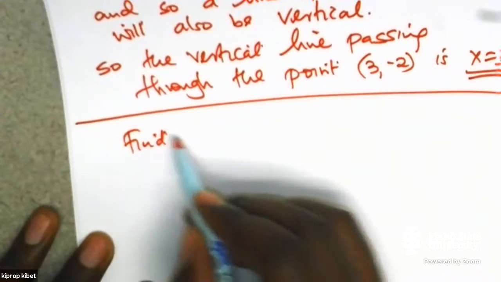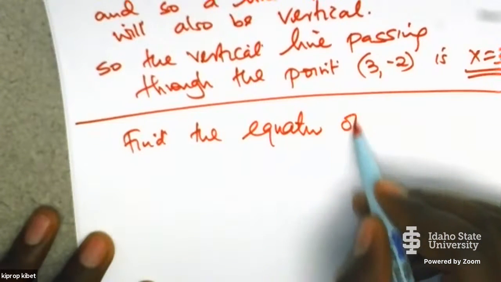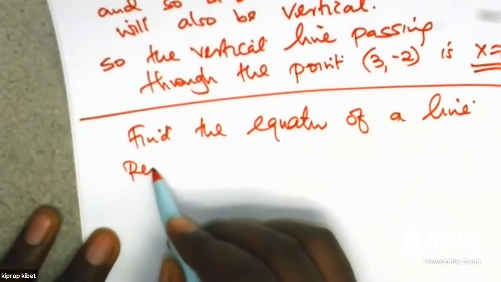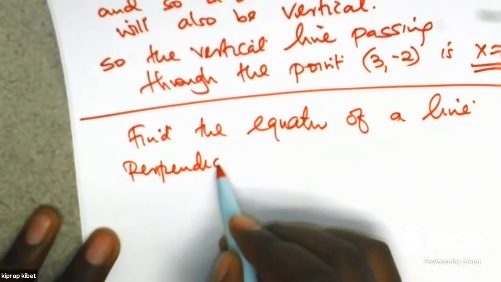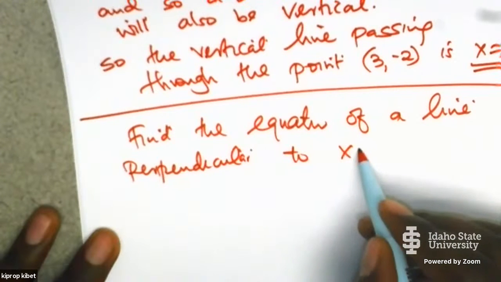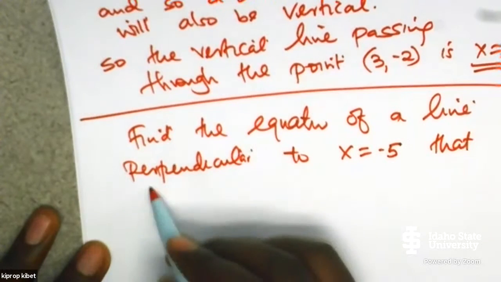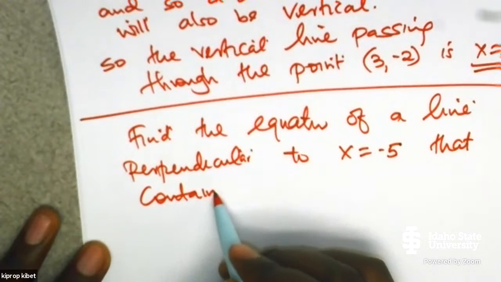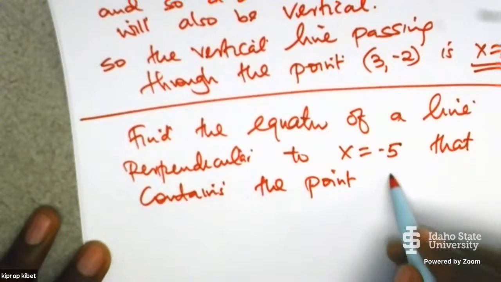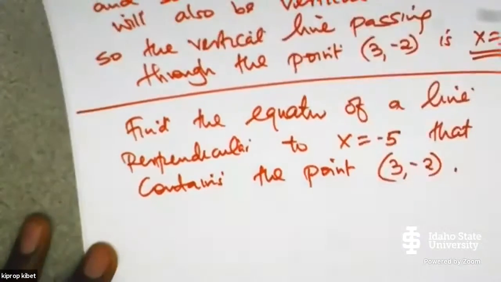Find the equation of a line perpendicular to x equals minus 5 that contains the point (3, minus 2).